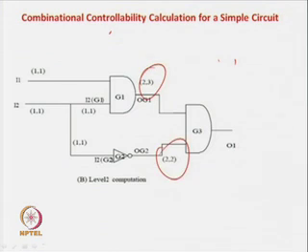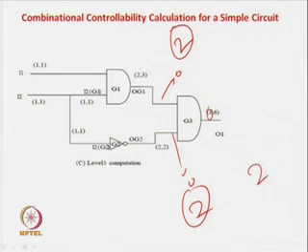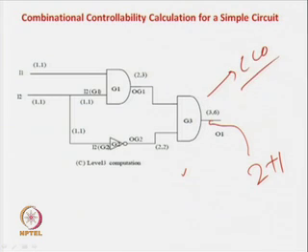Now, you have to compute for this one, which is also very simple. You know that we want to get a 0 over here. So, to get a 0 over here, you have to apply either a 0 over here, or a 0 over here. So, what is the combinational controllability of this net? The combinational controllability of this net to 0 is 2, and the combinational controllability of this net is also 2. So, the minimum of 2 and 2 is 2, plus 1 for a level shift. So, you get a 3 over here. Okay, so, the combinational controllability of 0 at this net is 3.